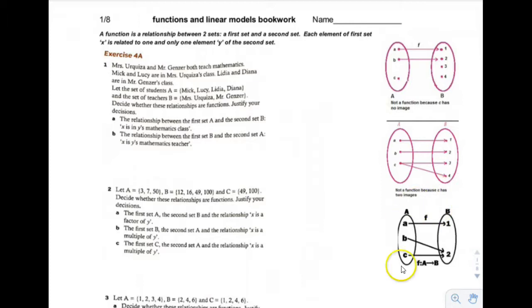Finally, here, this is a function. Every element of the left side goes to some element of the right side. And even though B and C both go to the same value, that doesn't matter, because they both go to one value. You can have two inputs going to the same output. That happens. So these are three images to keep in mind when you think about what a function is.